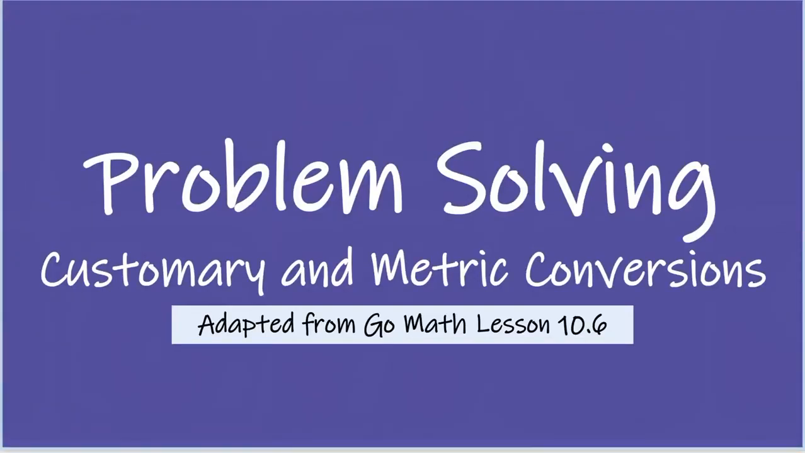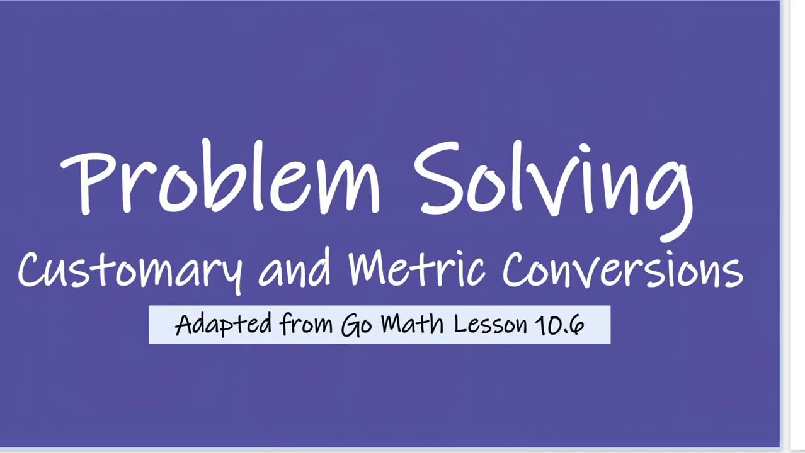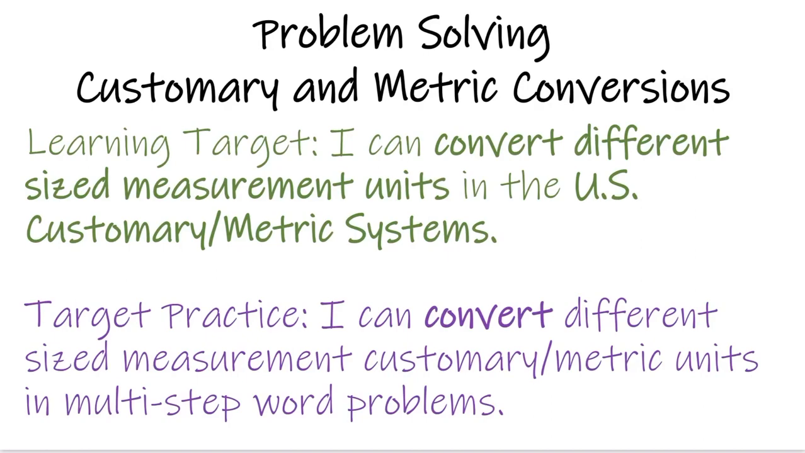This is our second lesson for this week. We are problem solving customary metric unit conversions. That means we're going to be working with some story problems. This lesson is adapted from the Go Math lesson 10.6 in your textbooks. All right. Our learning target is: I can convert different size measurement units in the U.S. customary and metric systems. Target practice: I can convert different size measurement customary and metric units in multi-step word problems.